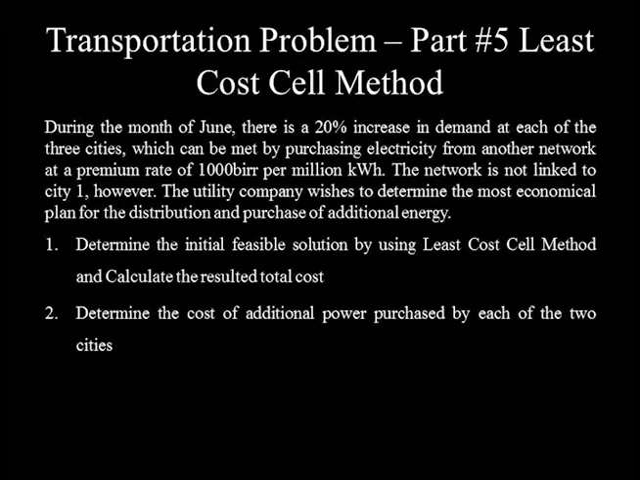During the month of June, there is a 20% increase in demand at each of the three cities, which can be met by purchase of electricity from another network at a premium rate of 1000 birr per million kilowatt hour. The network is not linked to CT1. The utility company wishes to determine the most economical plan for the distribution and purchase of additional energy.